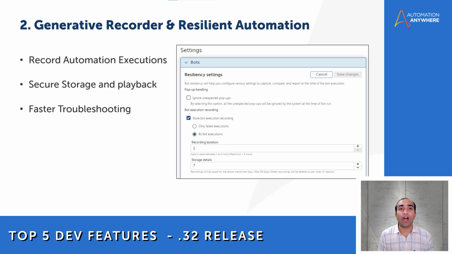Do you want to know how the automation execution ended, whether it was a successful transaction or a failed one? Now, you have an option to record automation executions. Use the resiliency settings in Automation 360 to configure what type of automation executions you want to record, whether you want to record all transactions or just the failed executions. And then you can also choose the duration for which the executions should be recorded. And also you can configure the number of days these recordings have to be stored in the database.